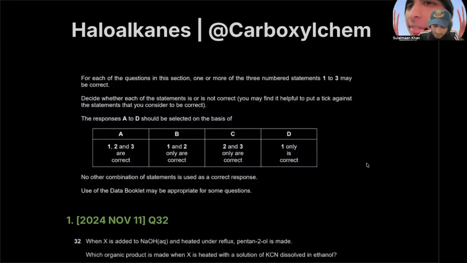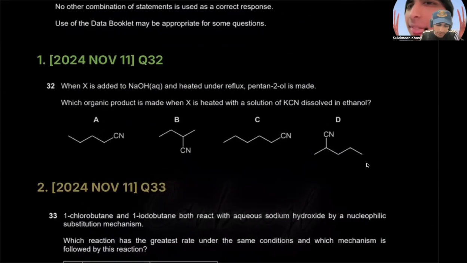Let's start. Hey everybody, we're live and in studio. Now we're going to look into the 2024 set for haloalkanes. These are MCQs, and without further ado, let's hop into the first MCQ, which says when X is added to sodium hydroxide aqueous and heated under reflux, pentan-2-ol is made. So effectively an alcohol is made, and how is an alcohol made?